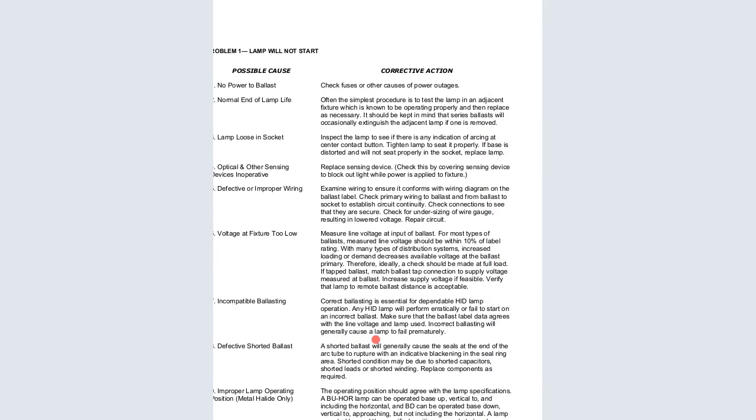We want to troubleshoot, and remember we are doing the discharge lamps, troubleshooting, maintaining and identifying faults. So we have a lamp that is not starting, meaning the light does not start. So what do we do? The possible cause may be, number one, no power on the ballast. Then what do you do? The corrective action is to check the fuses and other causes of power outages. Maybe the fuse is off, so that is why the lamp is not starting.